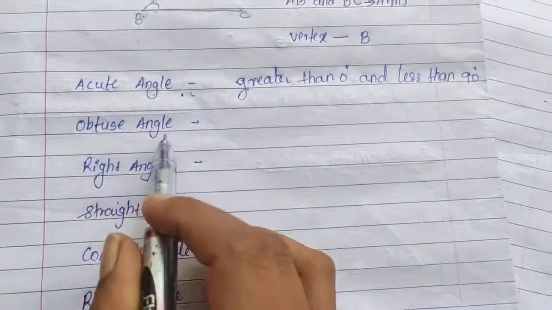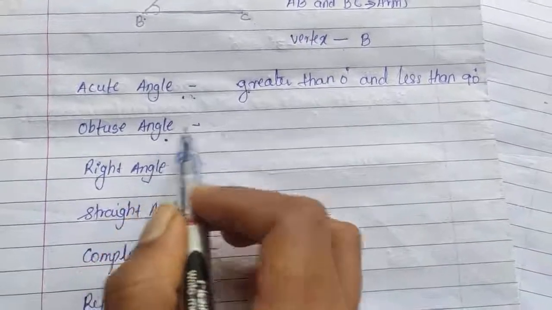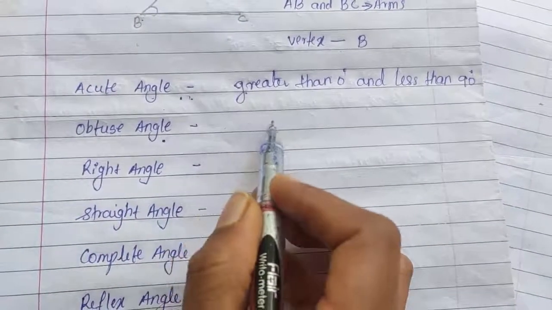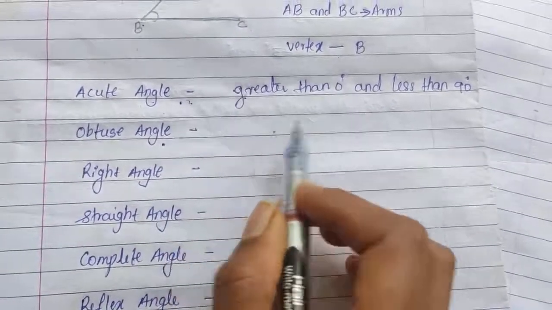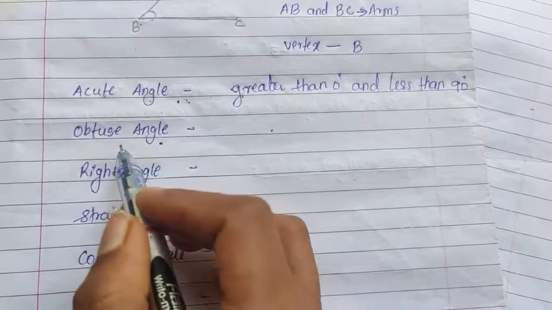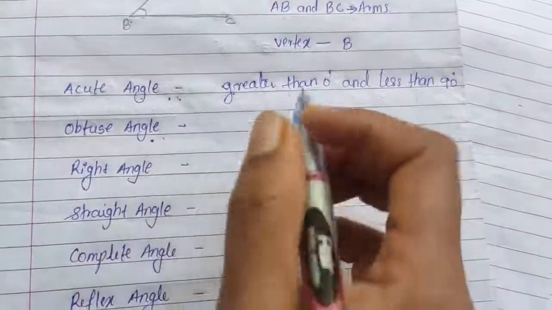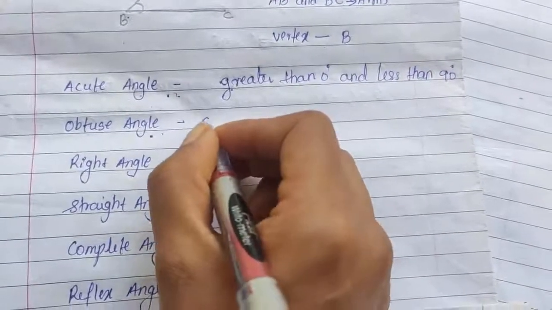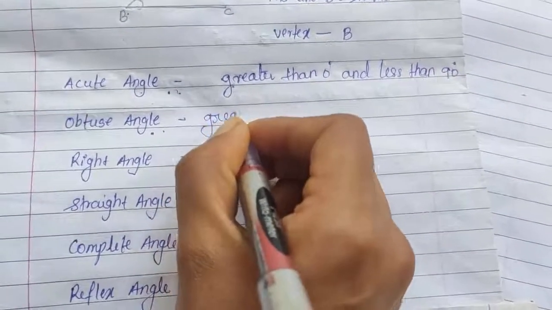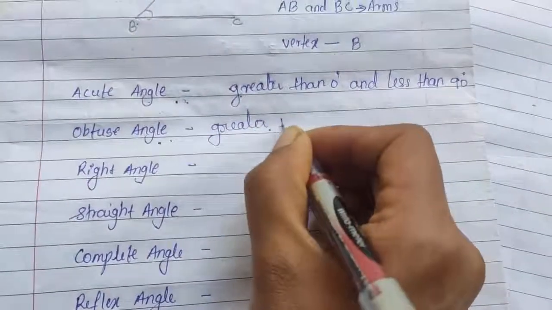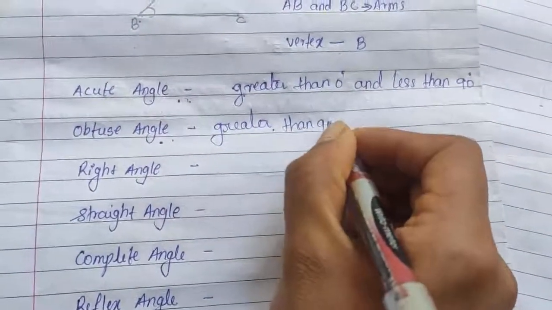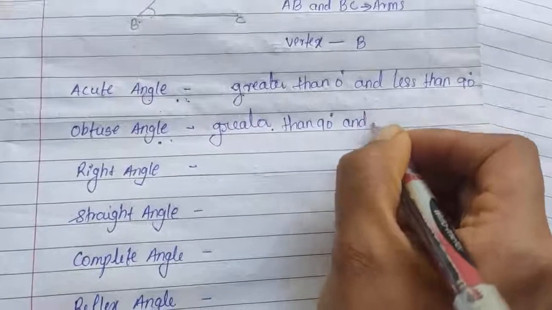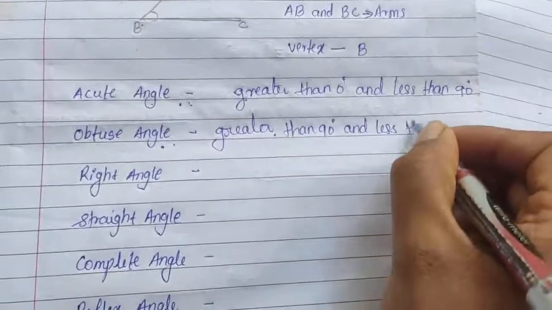Now what is an obtuse angle? The angle which is greater than 90 degree and less than 180 degree is called an obtuse angle. An obtuse angle is an angle which is greater than 90 degree and less than 180 degree.